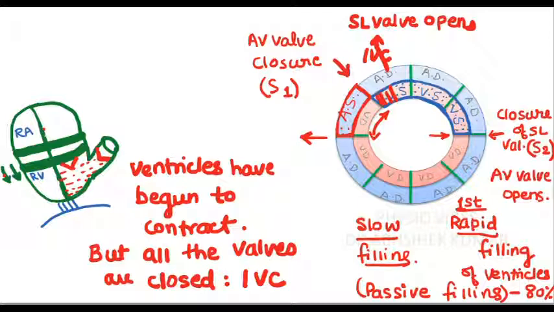Similarly, at the beginning of the ventricular diastole, there is isovolumetric relaxation phase. Isovolumetric relaxation phase means the ventricles have begun to relax, but the valves are still closed. And at the end of the isovolumetric relaxation phase, the AV valves open. This completes our discussion on the cardiac cycle.